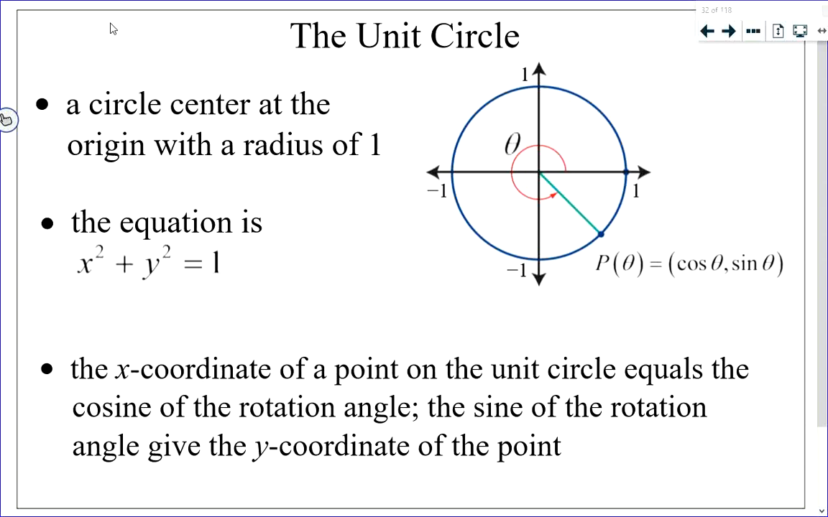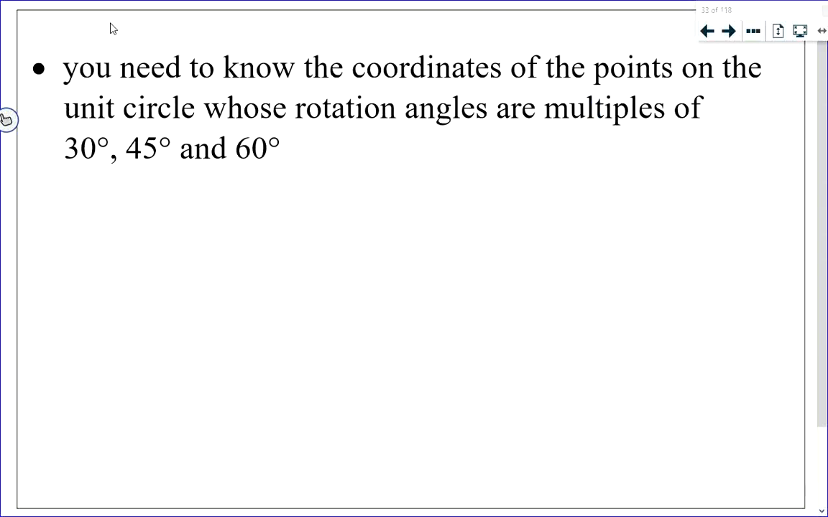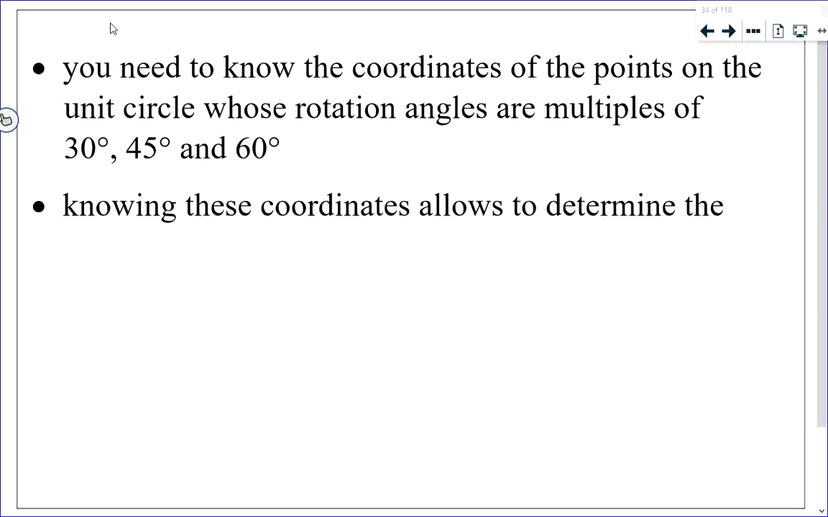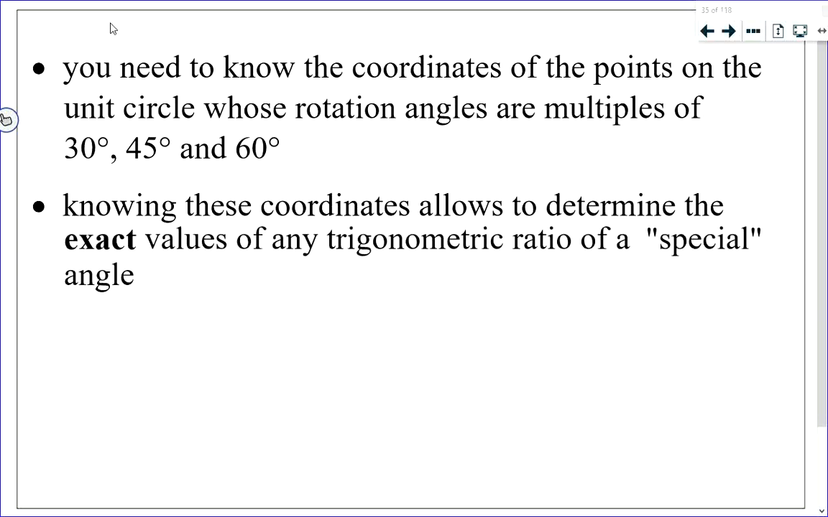Now, let's just walk away from that for a bit. What do we use the unit circle for? Well, you use it primarily, or most of the time, to determine the coordinates of the points of intersection of a terminal arm and the unit circle for common angles, for angles that are multiples of 30 or multiples of 45 or multiples of 60. And if you know those coordinates, you can determine the exact values of any trigonometric ratio at that point with that rotation angle.